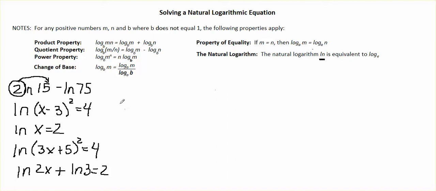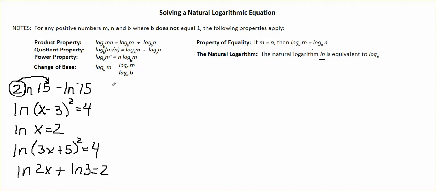So let's look at how we use it. The same rules of logarithms apply since it is a log. Just because we're calling it ln doesn't mean it's not a log. It's log base e, so all of the same properties apply.